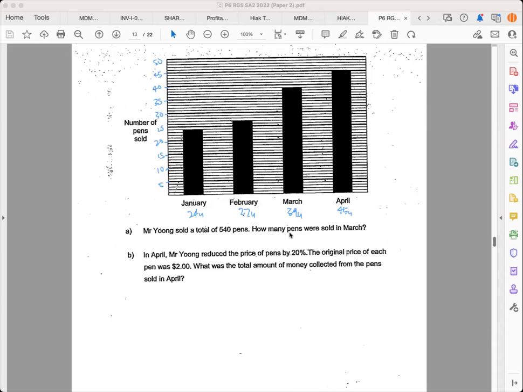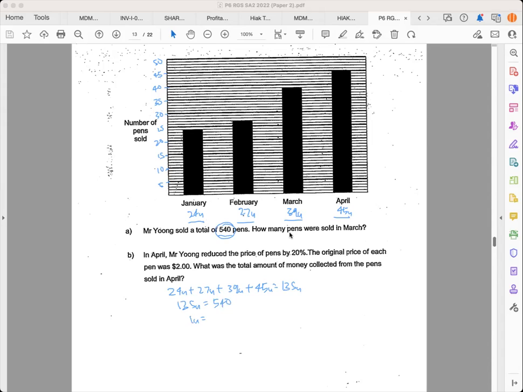Mr. Yong sold 540 pens. 540 pens will be equal to how many units? It will be equal to this plus this plus this plus this. That will give you 24U plus 27U plus 39U plus 45U. That is 135U. So 135U will be equal to 540.